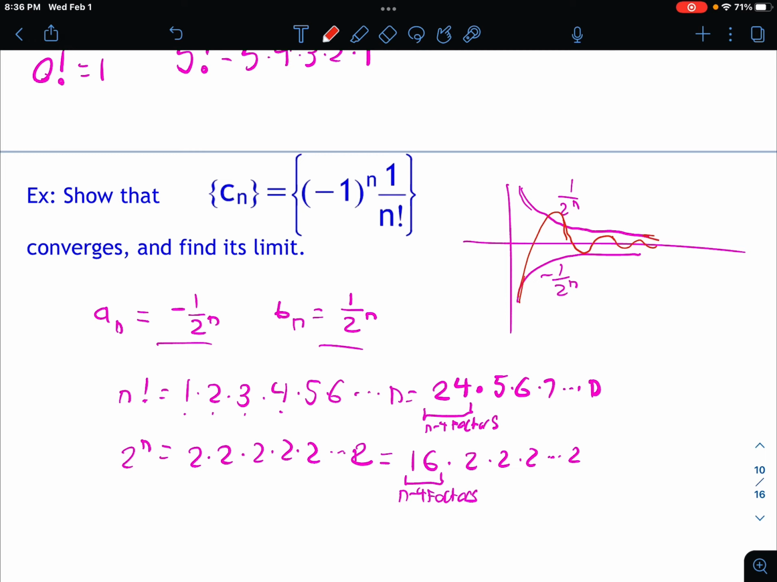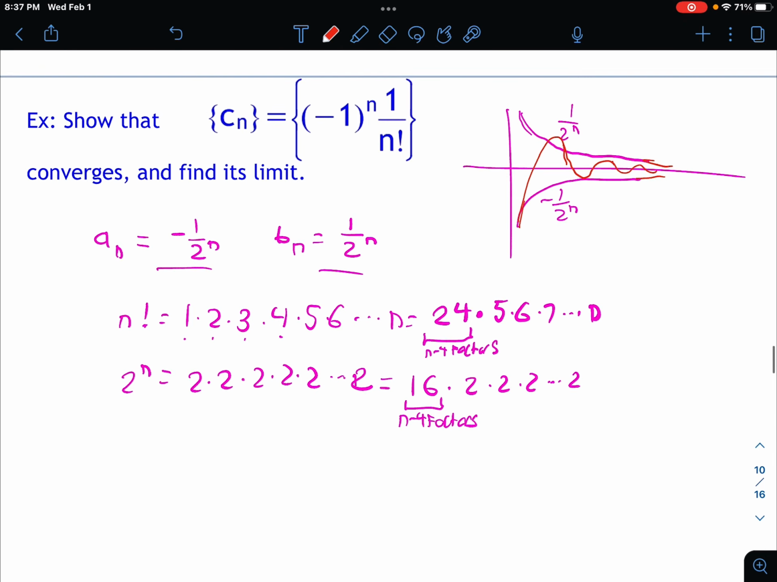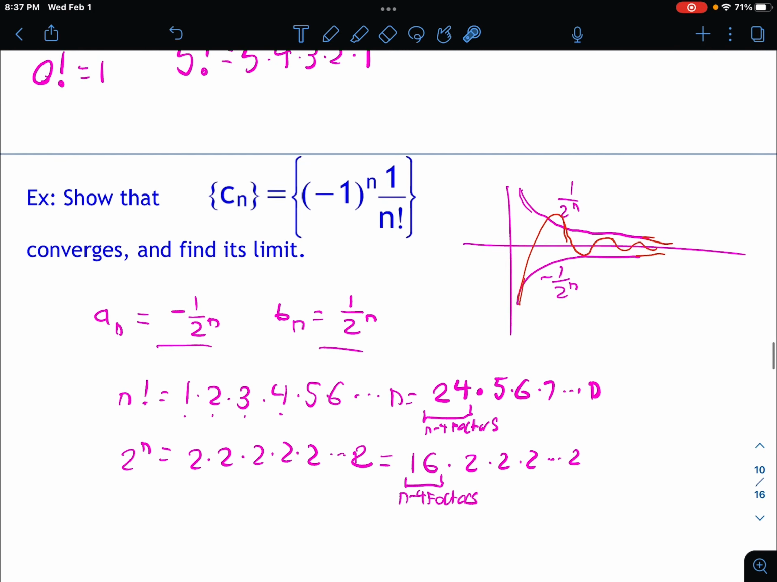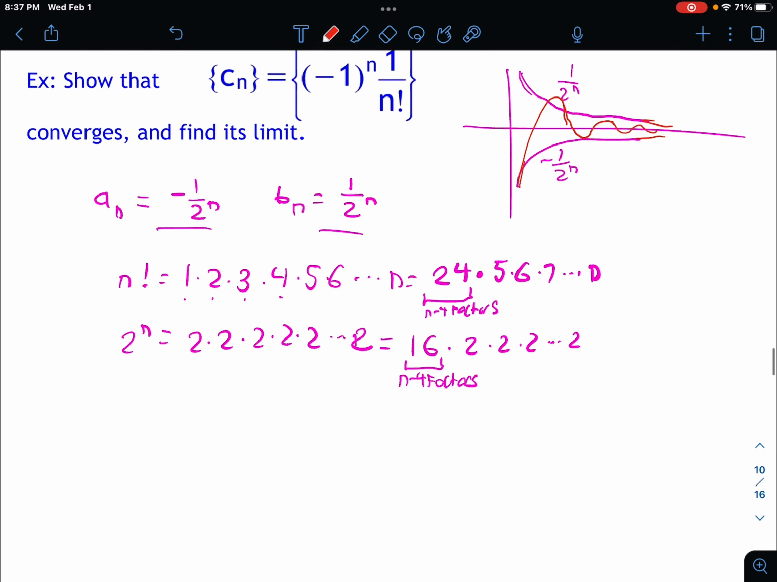What's going to end up happening is we know that this top function converges. We know this bottom function converges. And thus, we know that the center function is going to converge. So using the rules and the structure up here, we're going to show that it's bounded in between, the same kind of idea. And so let's go ahead and do this.